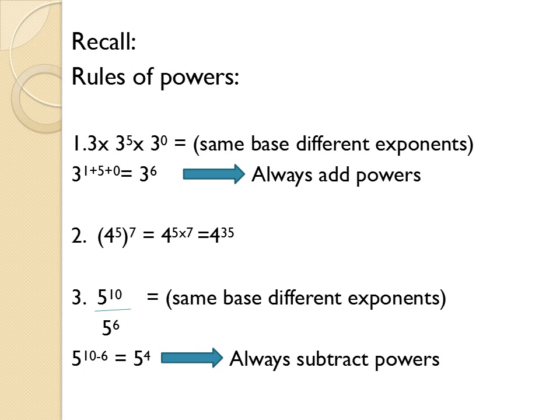The second rule is when we have parentheses between powers, we should multiply them. So it becomes like here, 4 power 5 times 7, equal to 4 to the power 35.